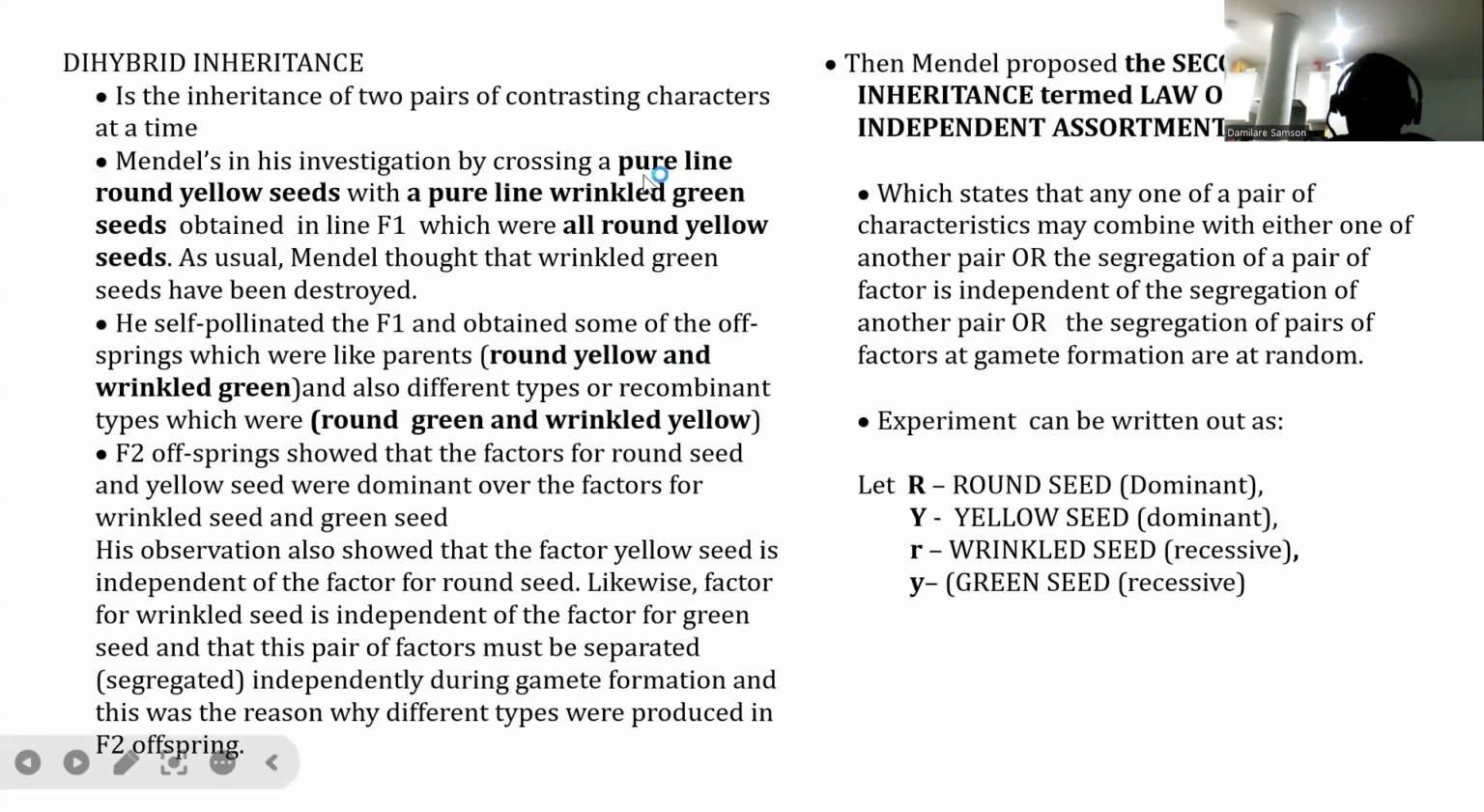Mendel, in his investigation, by crossing a pure line round yellow seed with a pure line wrinkled green seed, obtained in the F1 generation all round yellow seeds, as usual. Remember, for every F1 generation, you will always see the same thing, meaning everything will just mix up, and that is just it. But before we go too far into that, let's go to the crossing. I know the crossing will be able to explain a lot of this. And once you understand it, that is just the end.